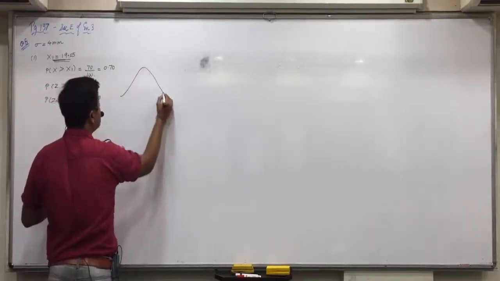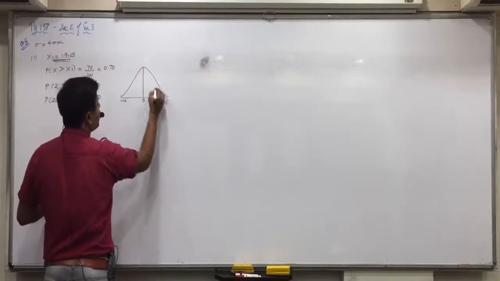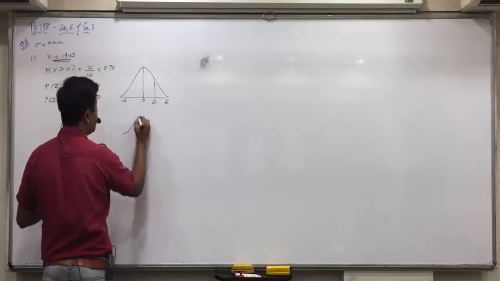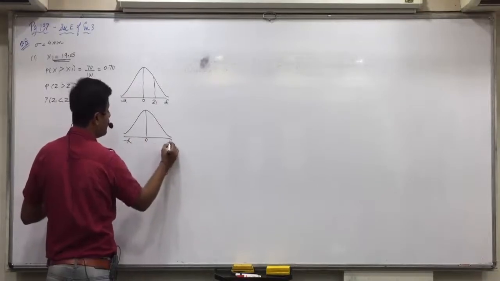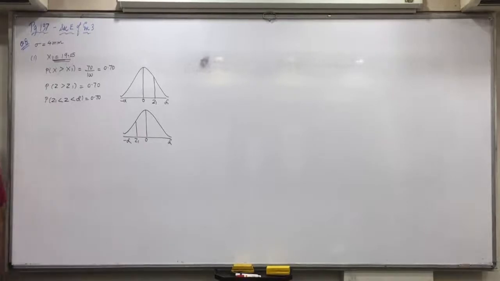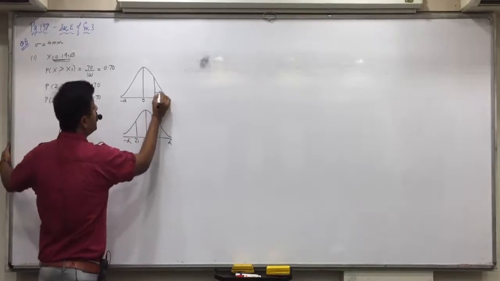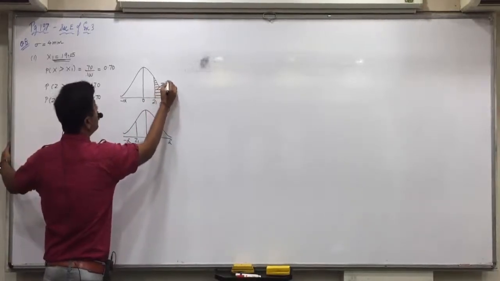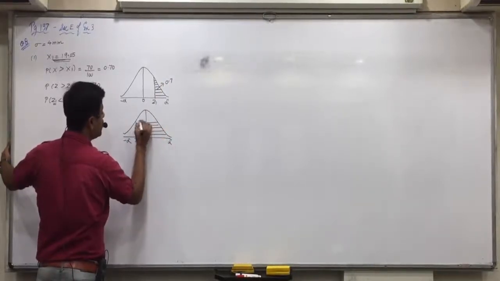Now reverse question, so two diagrams. In one diagram, we'll take Z1 on the right side. In another diagram, we'll take Z1 on the left side. Is everyone clear with it? So we will shade between Z1 and infinity, which is given 0.7. Between Z1 to infinity, the area is given 0.7.